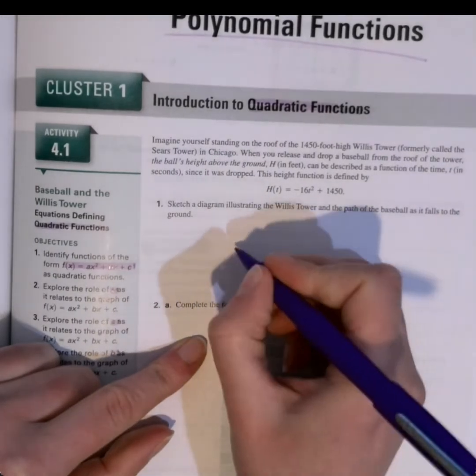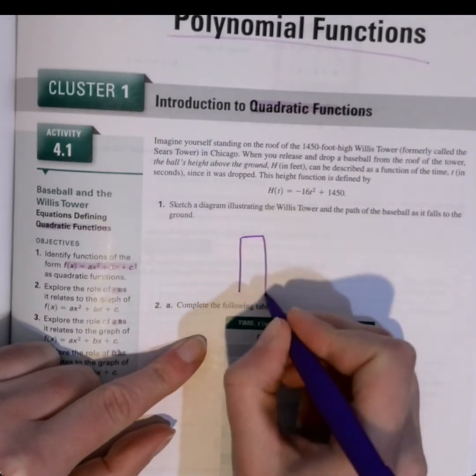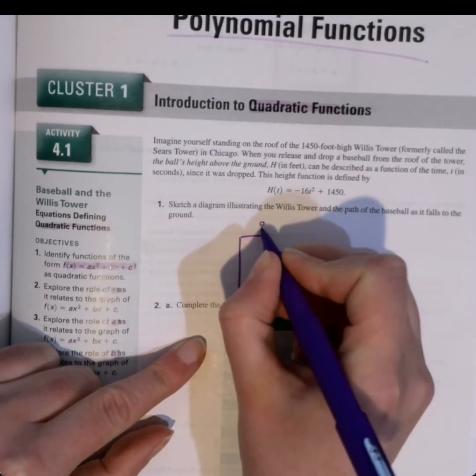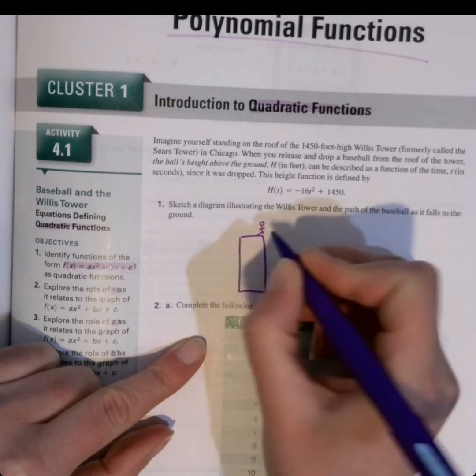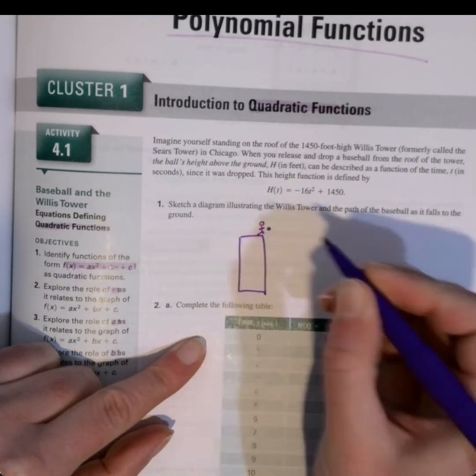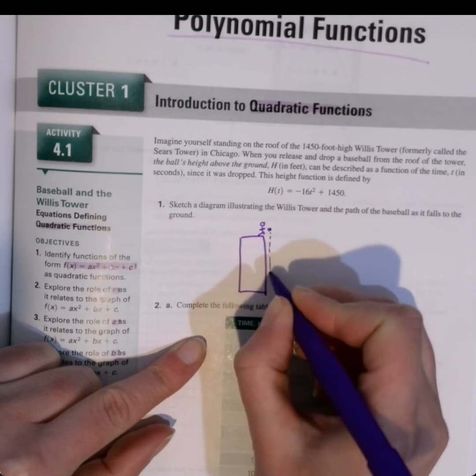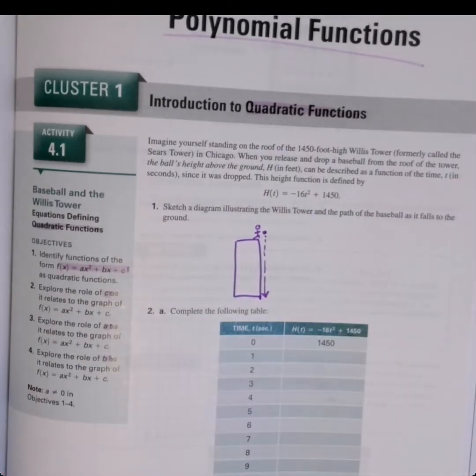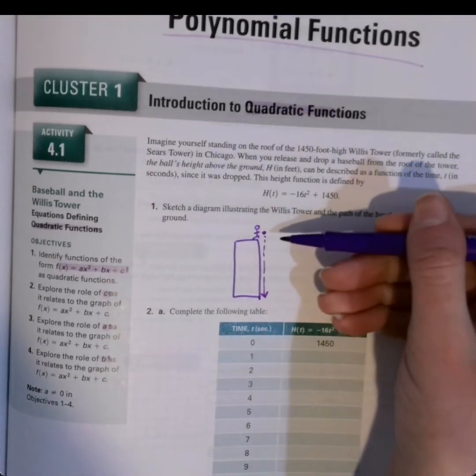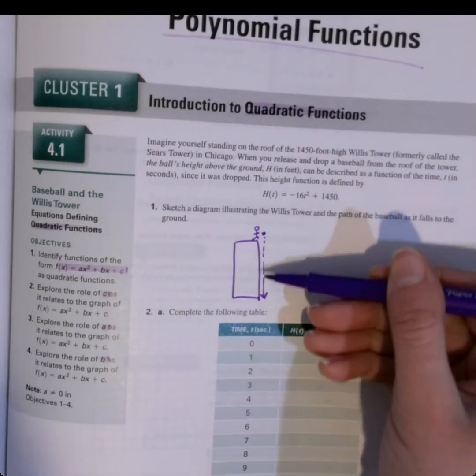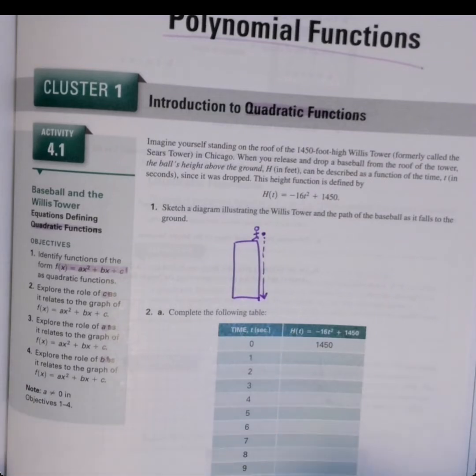All right, so first of all, we're on the top of this really tall building, and we're going to drop a baseball, and it's going to fall straight down. That's what's going to happen to the ball. So we just basically want to have a picture in our head about what happens when we drop a ball off the tower. It's going to fall straight down, and we're going to compare that to the image that we see later when we graph the function.